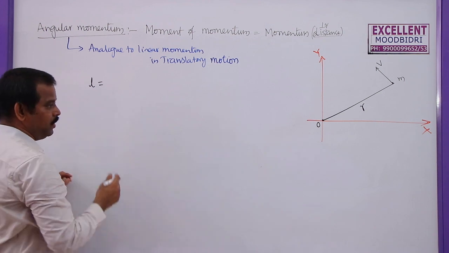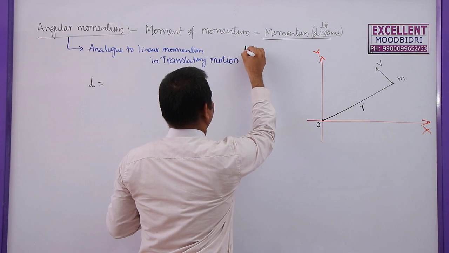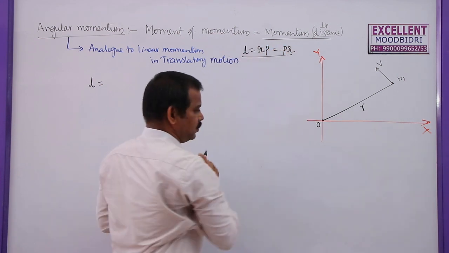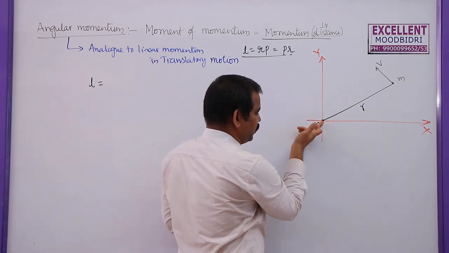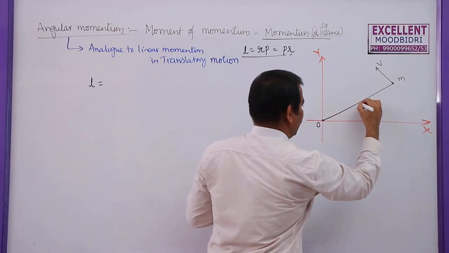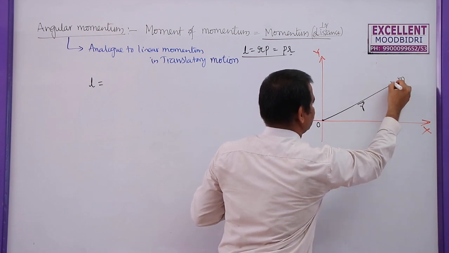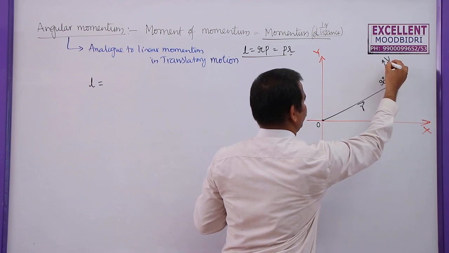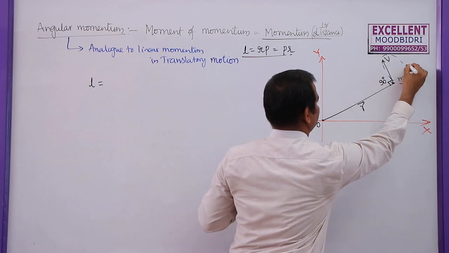We know that angular momentum is the moment of momentum. So L is equal to r p in scalar form, but in vector form, I am starting from this point O. This is the position vector r bar, and here let us see the velocity. We know that velocity is always perpendicular to the radius vector or position vector. So what is the momentum? The linear momentum of this particle is mv.